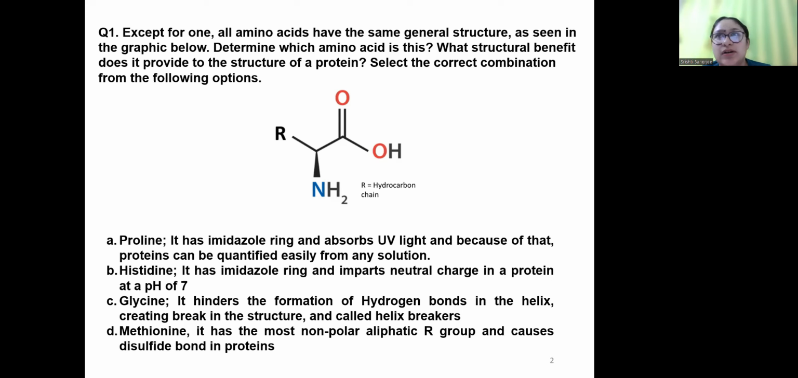So in the case of a helix, what happens? A bond is formed between the CO and NH, between the N and N plus 4 residue of an amino acid, right?